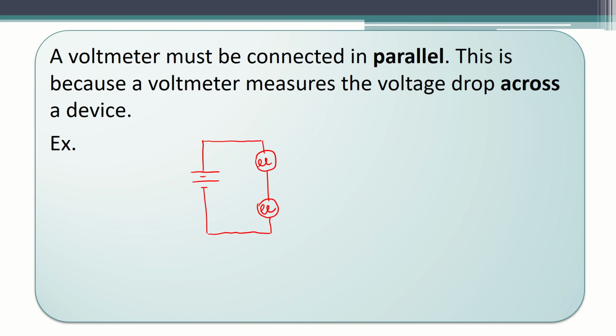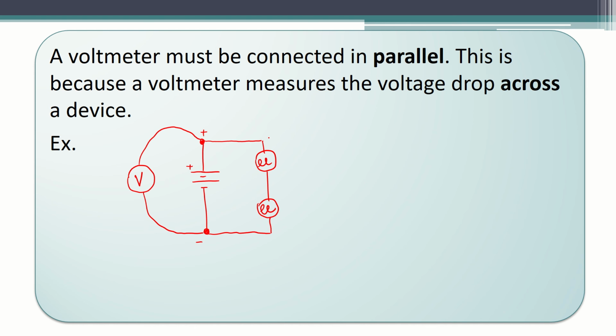So if you want to measure the voltage of this, you will have to connect your voltmeter on one side of the battery and then on the other side of the battery. So this is going to be a voltmeter. You're going to stick your leads from the voltmeter on the plus side and on the negative side. Okay, so this will show you the voltage.